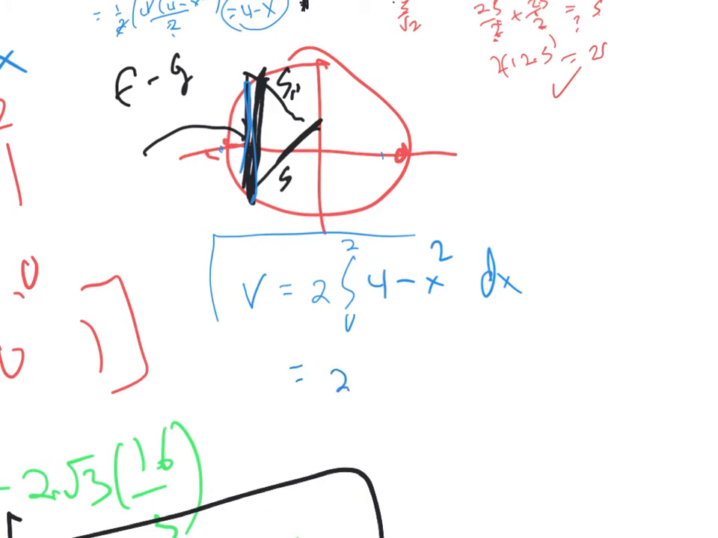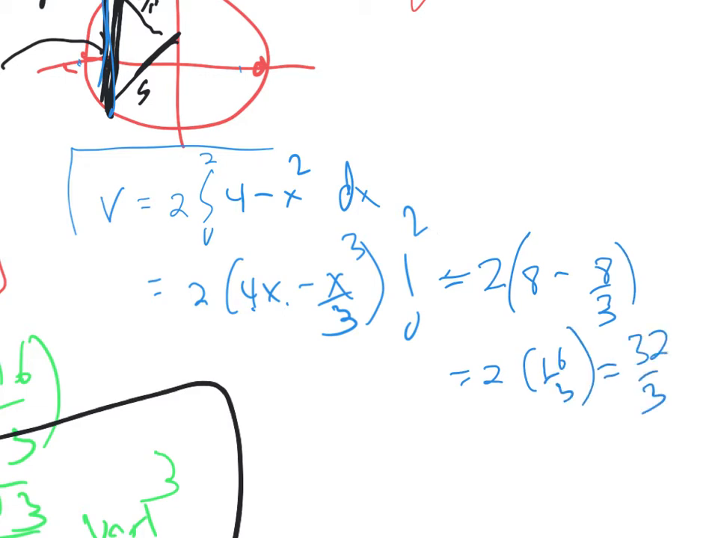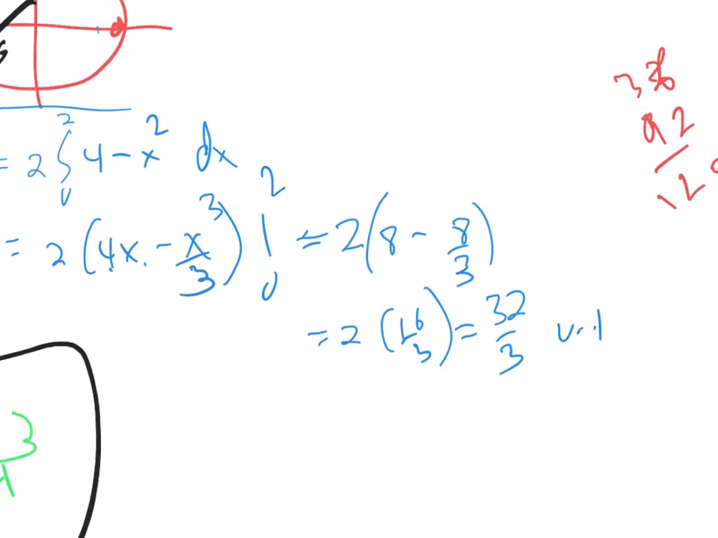This is 2 times 4x minus x cubed over 3 from 0 to 2. And when I plug in the 0, it goes away. So hopefully it is 2 times 4 times 2 is 8 minus 8/3, which turns into 2 times 24 minus 8 was 16/3, which turns into 32/3 cubic units. Units cubed.